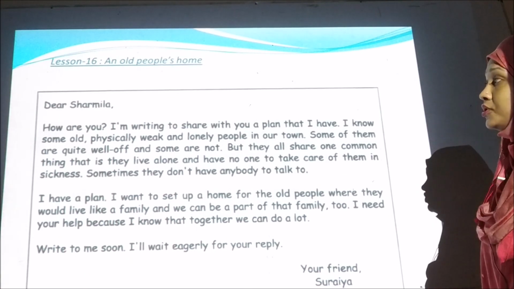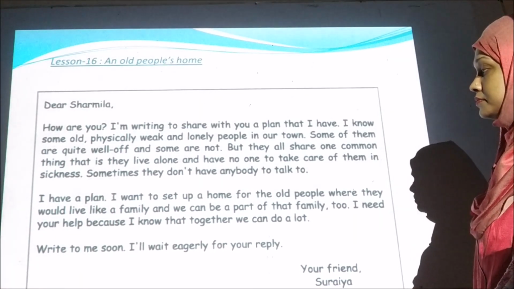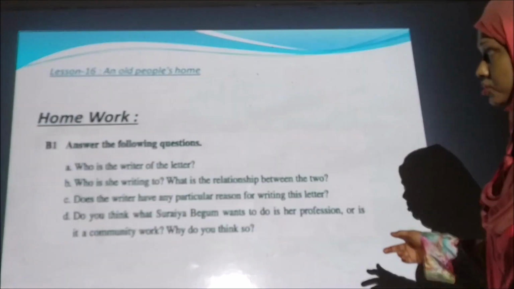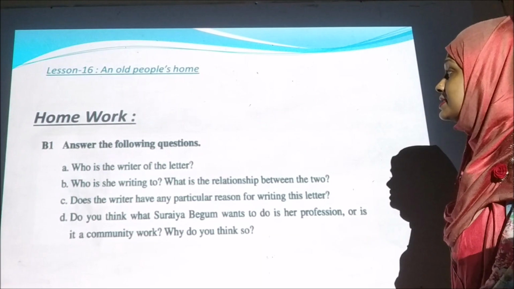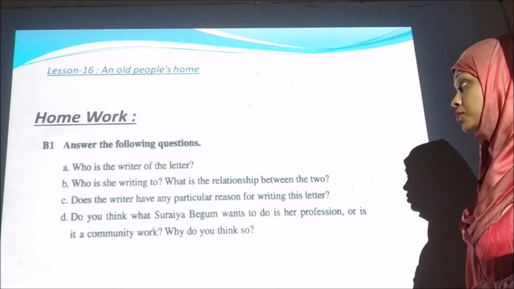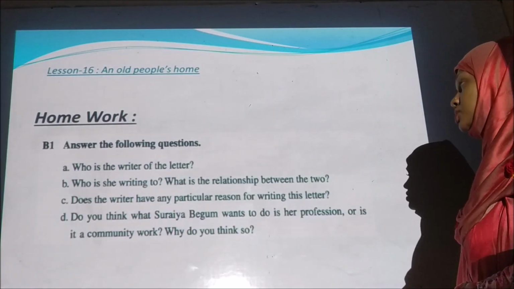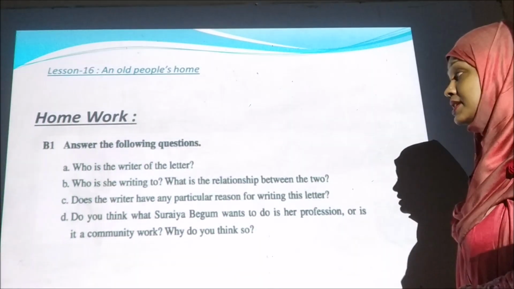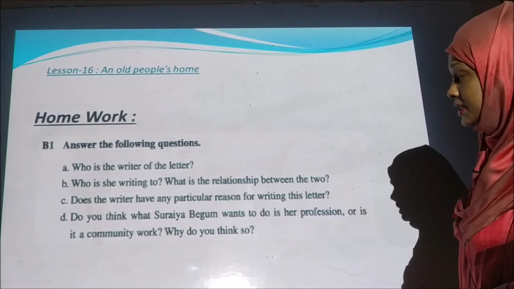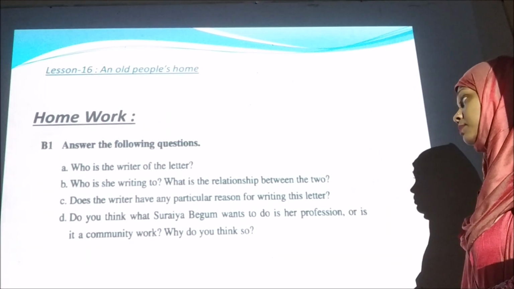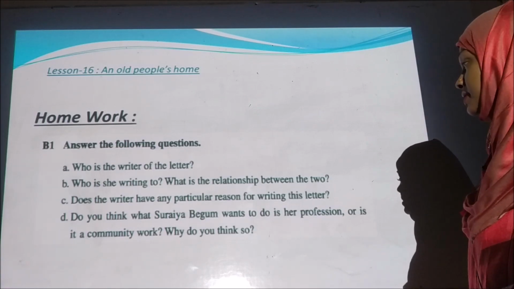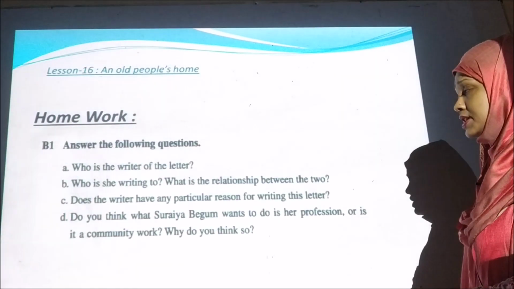Okay, we have done many things, my dear students. Now I will give you some homework. Homework B1, answer the following questions. Number A, who is the writer of the letter? Number B, who is she writing to? What is the relationship between the two? Number C, does the writer have any particular reason for writing this letter? Number D, do you think what Suraya Begum wants to do is her profession, or is it a community work? Why do you think so?